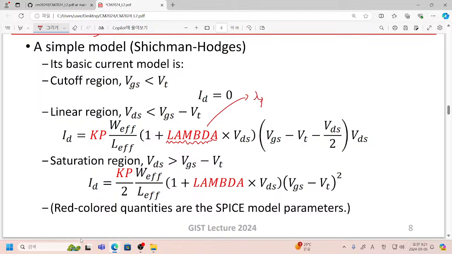But by convention, even in this case, lambda for P MOSFET is usually regarded as a positive number. So that introduces some changes in our expression for the whole PMOS current. For example, if you are talking about P MOSFET, then you have to introduce the negative sign here.